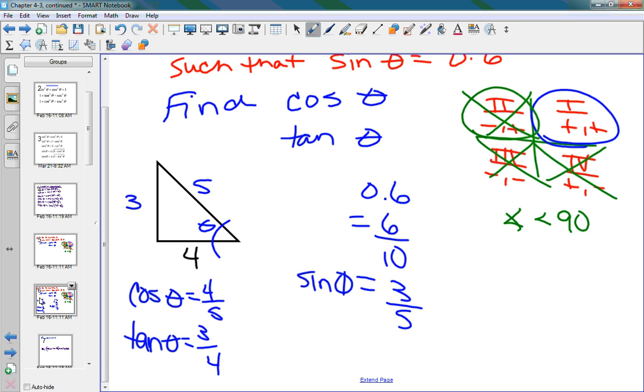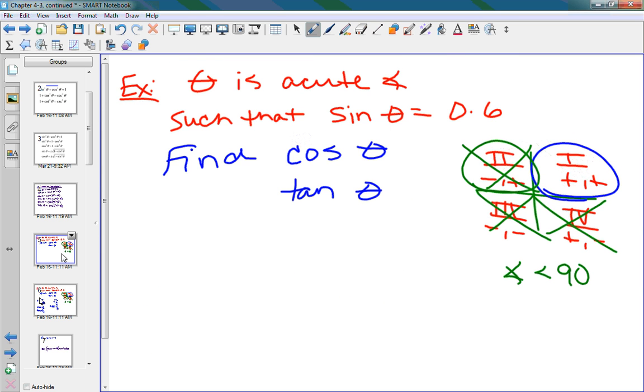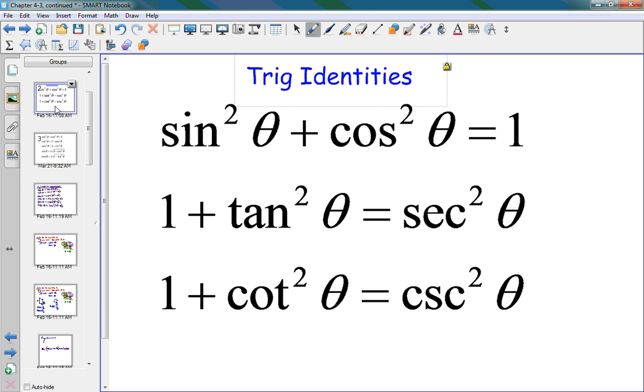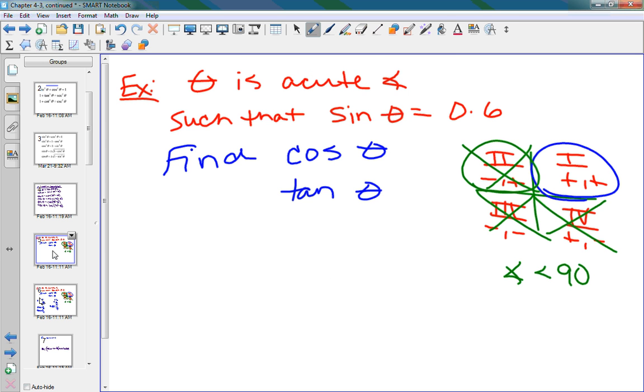The book wants you to use the information that you're given. So the information that we're given is going to be our trigonometric identities. If you're given sine, our identities right here, which one would you use? The first one. So if we use the first one, we know that sine squared of theta plus the cosine squared of theta is equal to 1.